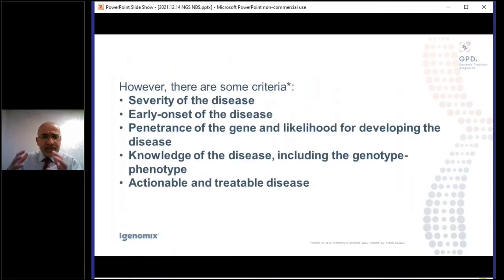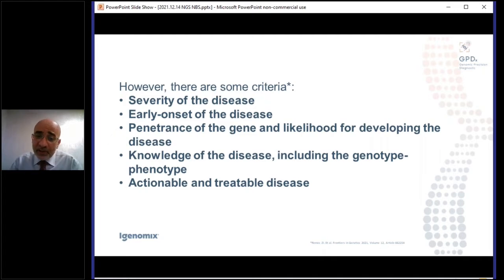However, we have criteria that can help us in deciding which genes to include and which genes not to include. And these criteria depend on the severity of the disease. So of course, for severe diseases, yes, we think they should be prioritized. Early onset diseases versus late onset, of course, and the penetrance of the gene and likelihood of developing the disease. So you don't want to include low penetrant diseases, where someone may have the mutation and live all his or her life without having any complications.